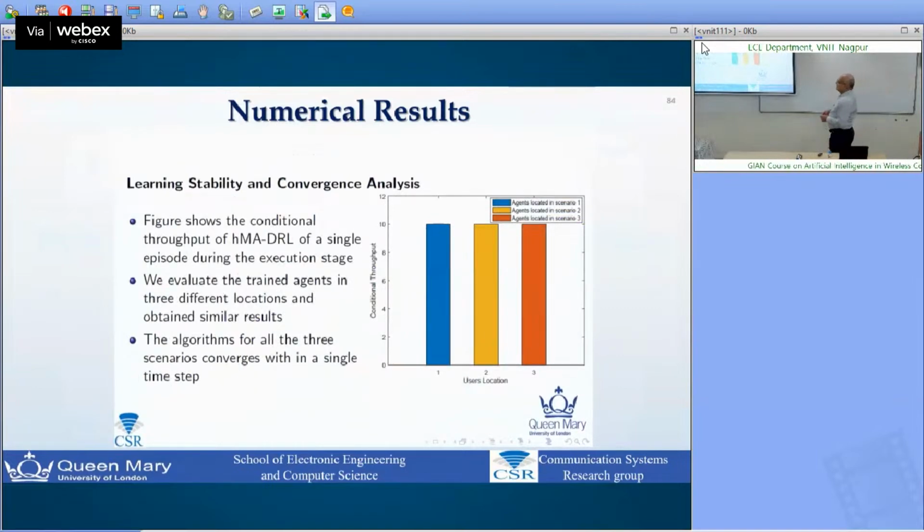Here we considered the trained agents at different locations. We found similar results when we place the agents at different locations. That means the convergence behavior at different locations gives similar results.